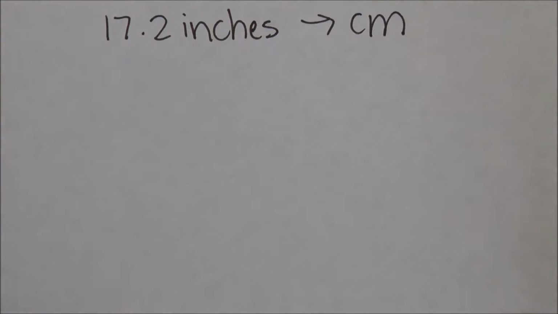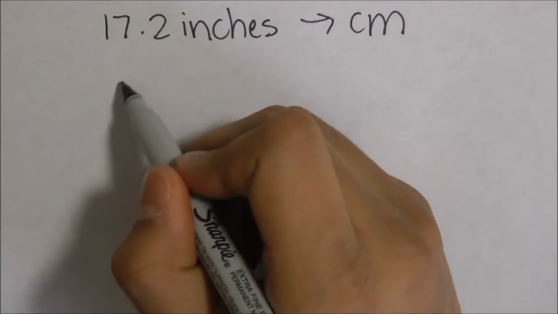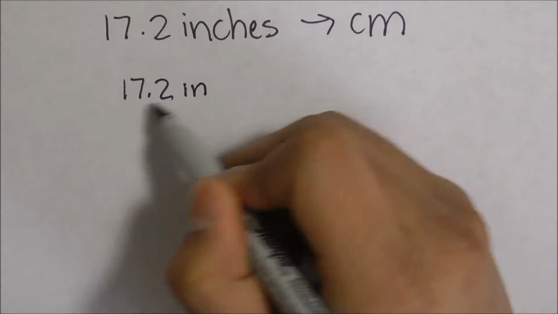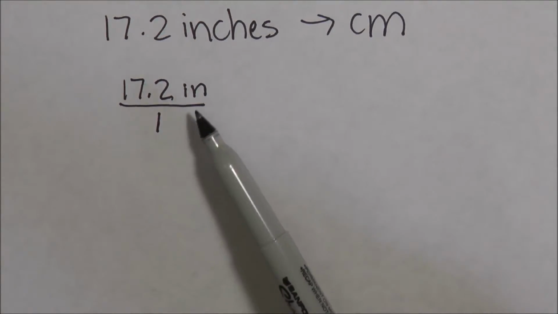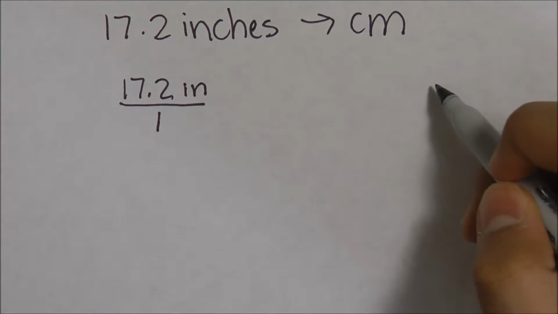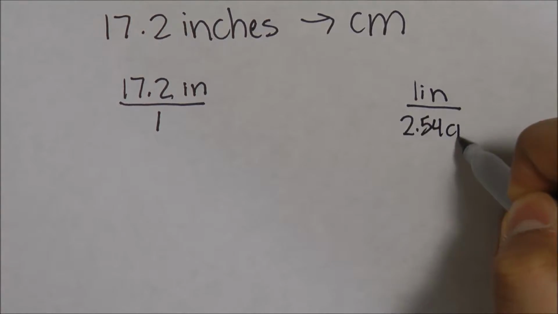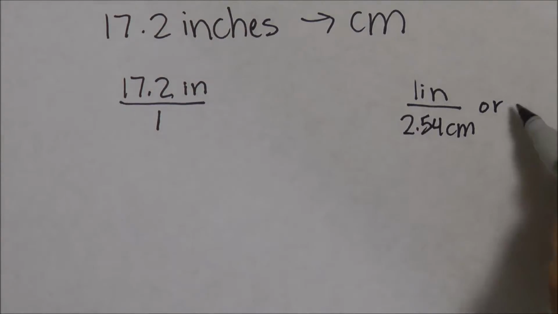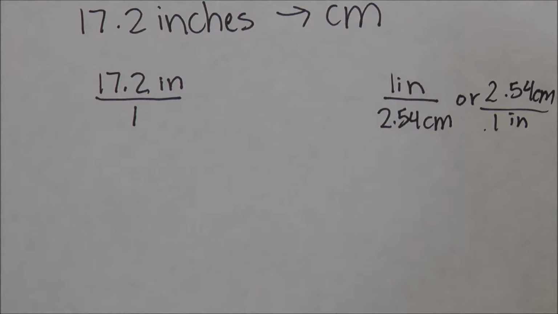Say you want to convert 17.2 inches into centimeters. Well, first, write out 17.2 inches as a fraction: 17.2 inches over 1. Now, you want to get from inches to centimeters. There are two conversion factors we can use. 1 inch is equal to 2.54 centimeters, or 2.54 centimeters is equal to 1 inch. They both will get you different answers.